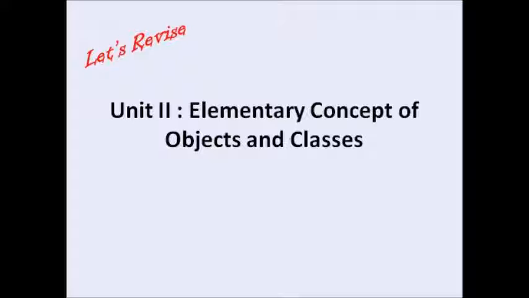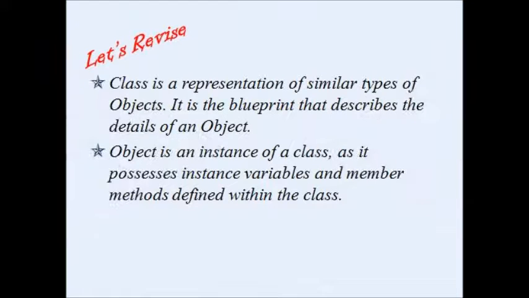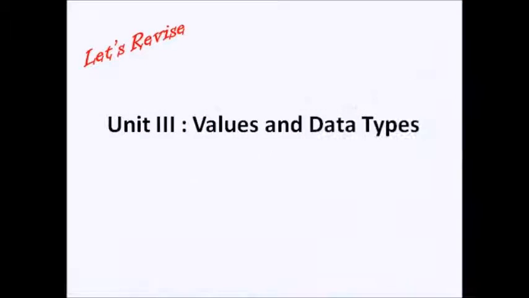In Unit 2nd, we have learnt about the classes and objects. A class is a representation of the similar type of objects. It is a blueprint that describes the details of an object. And an object is an instance of a class as it possesses instance variables and member methods defined within the class. Unit 3rd is values and data types.